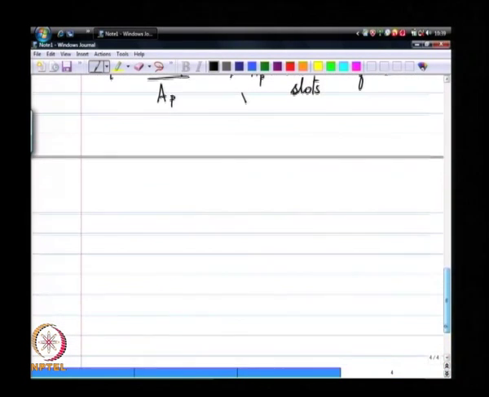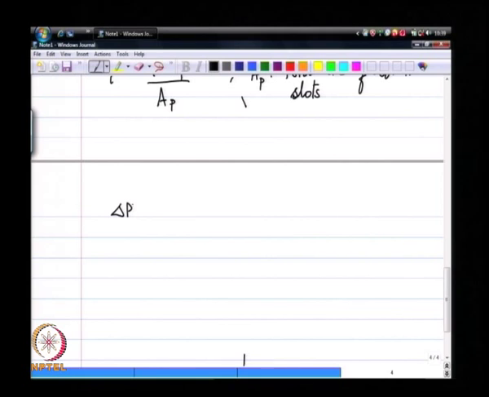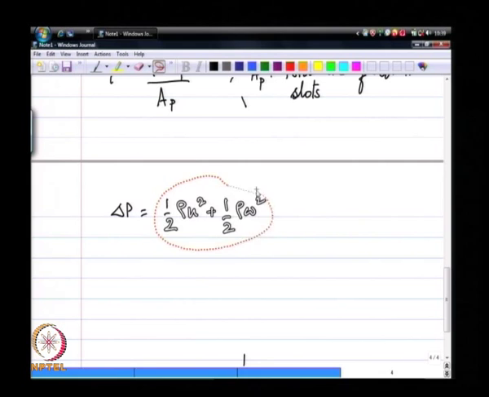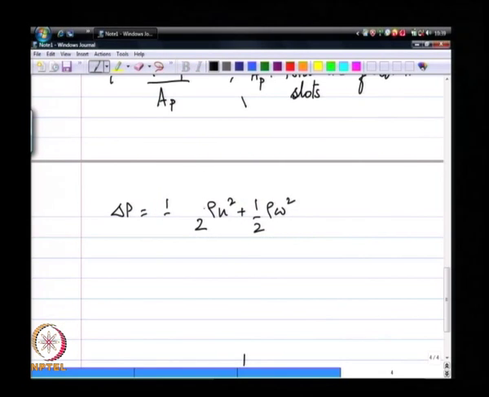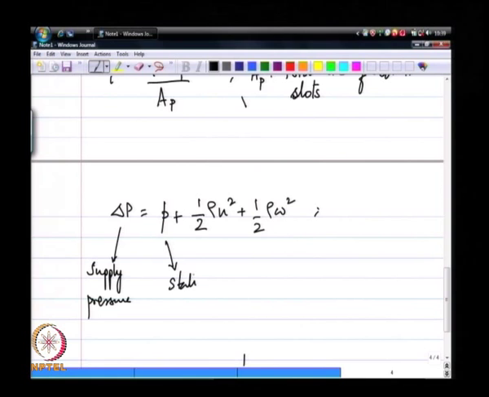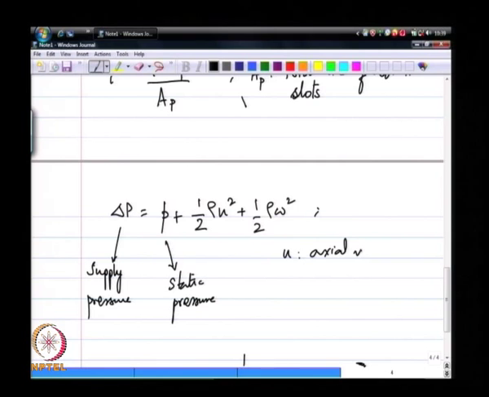Now, since we made the simplifying assumption of the flow being inviscid, I can now use Bernoulli's equation. If delta P is the supply pressure, P is the static pressure at any point in the chamber, U is the axial velocity, W is the swirl velocity.